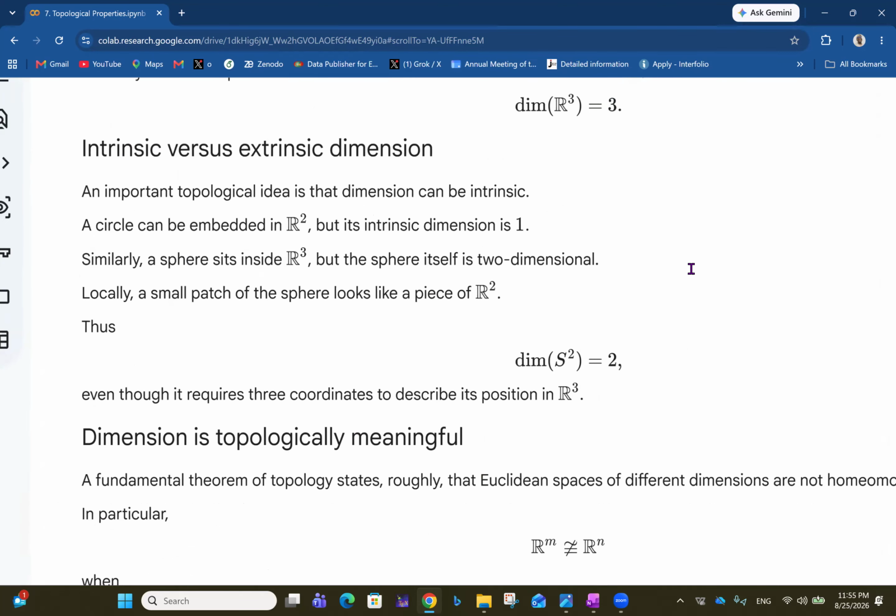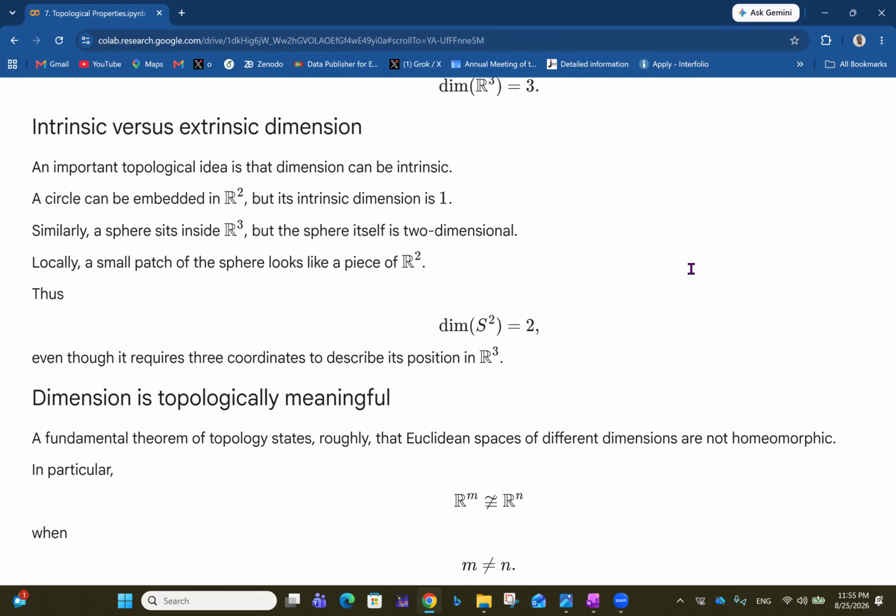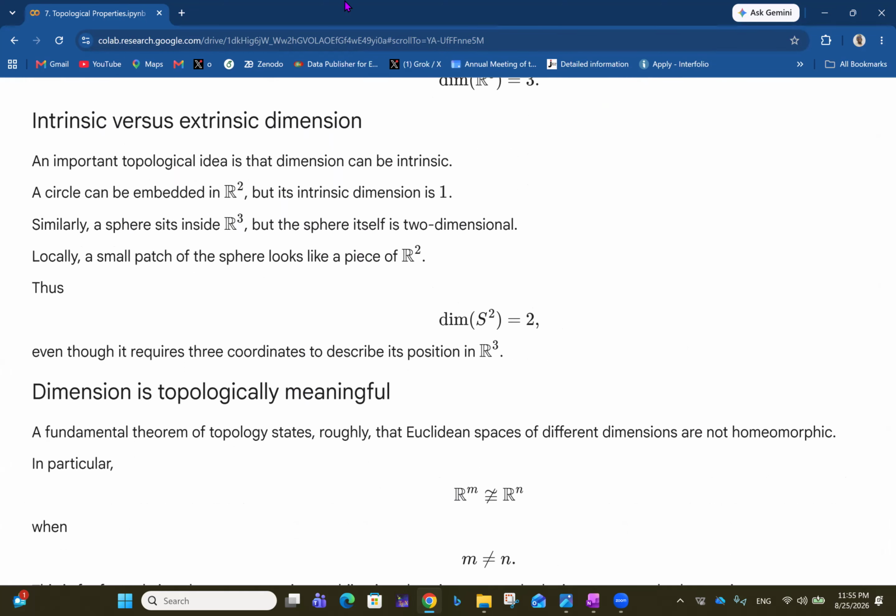Intrinsic versus extrinsic dimension is the next thing we get to consider. An important topological idea is that dimension can be intrinsic. A circle can be embedded in R2, but its intrinsic dimension is actually 1. Similarly, a sphere sits inside three dimensions, that's R3, but the sphere itself is 2-dimensional. Locally, a small patch of the sphere looks like a piece of R2. If you cut any surface, you have something looking like a circle. So the dimension of S2 is 2, even though it requires 3 coordinates to describe its position in R3.